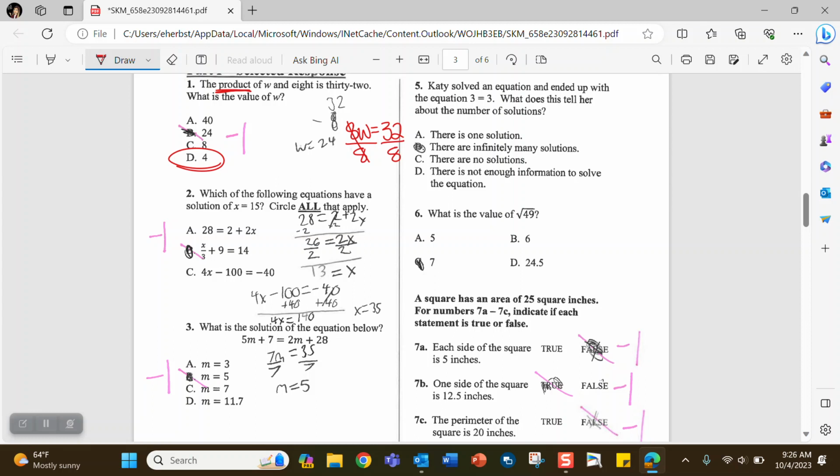Number 2 says, which of the following equations have a solution of x equals 15, circle all that apply. Now you have some options here. It looks like you went ahead and solved them all. So we got 13 for the first one.